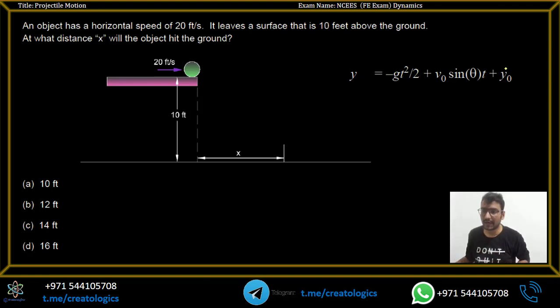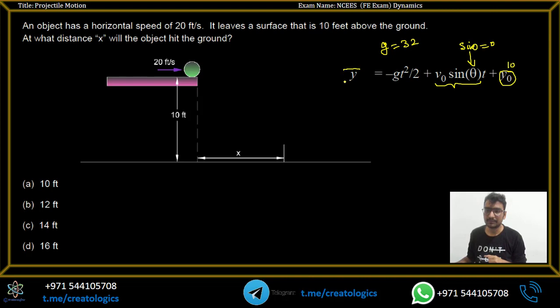We already know that y naught is 10 units, so I will substitute that here. Theta is 0, and sine of 0 degrees is 0, so this part is no longer required. What you are left with is y equal to minus g t square by 2 plus y naught, where I will use g as 32. The value of g will be 32.